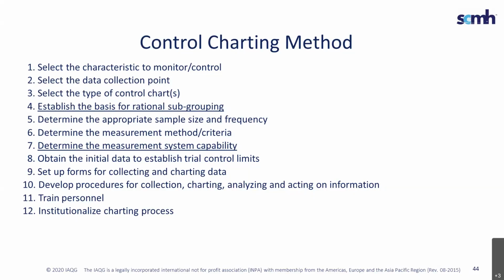Now, we talked last month about measurement system capability. So make sure that the system is capable of measuring the variation, because if not, your control chart will look pretty flat. Make sure that you have the initial data, the 20 to 25 samples, to create the control limits. You set it up, you chart it. Make sure that there's a procedure, and then maybe it's a system that's charting it on a consistent basis. Make sure you train your personnel, and then you can actually institutionalize that, and people are using your control charts.